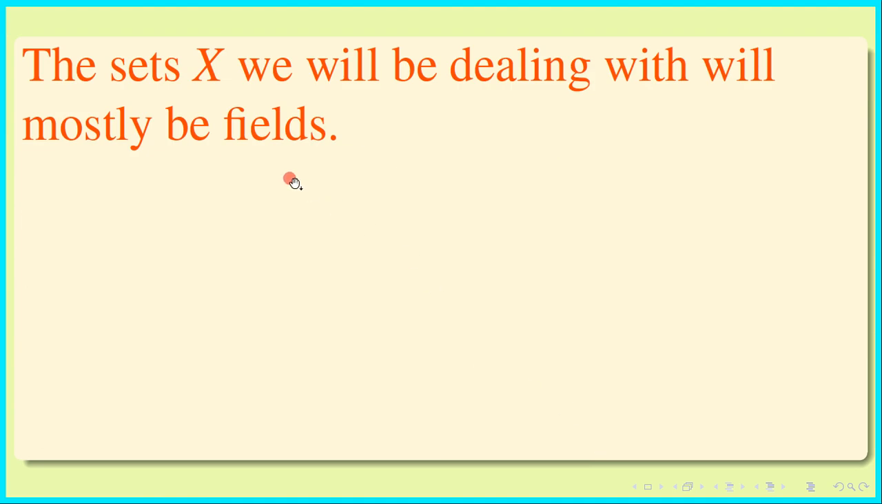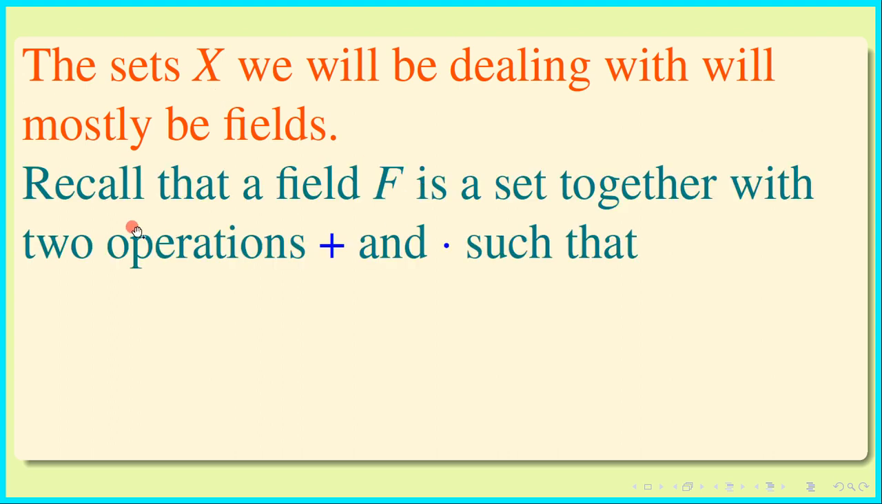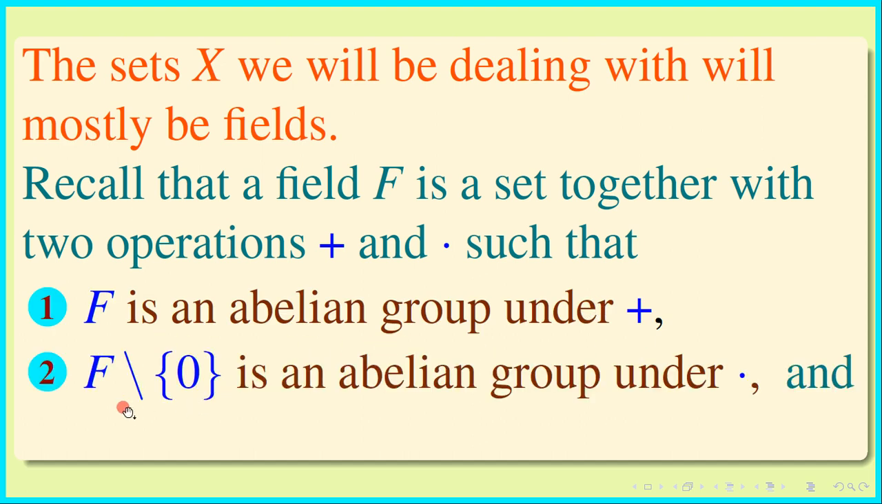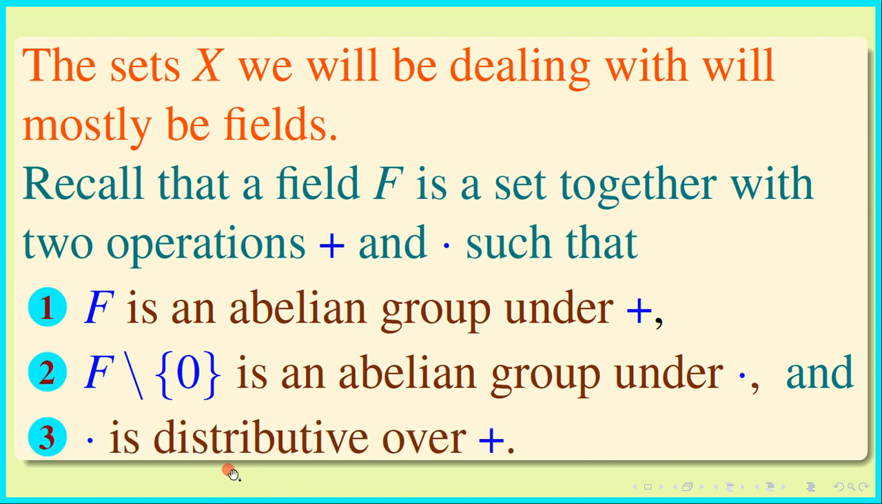The sets X we will be dealing with will mostly be fields. So the underlying set of the metric space will be fields on most occasions. Recall that a field is a set together with two operations, plus and dot, such that F is an abelian group under plus, non-zero elements of F form an abelian group under dot, and dot is distributive over plus. That is the distributive law.